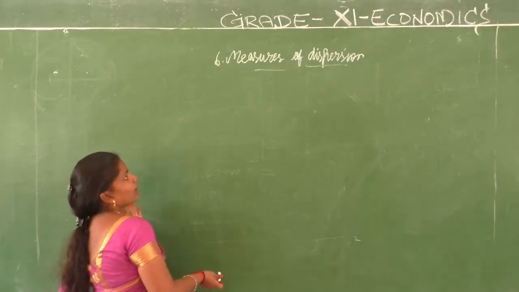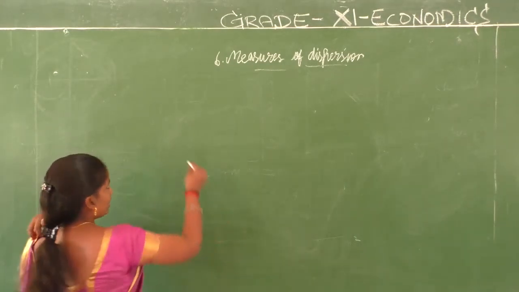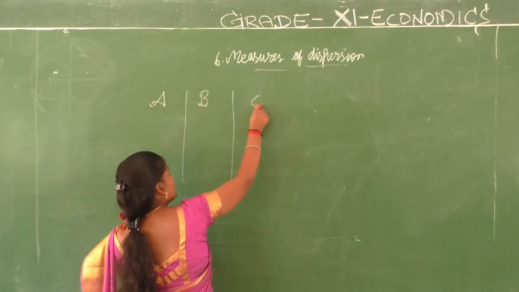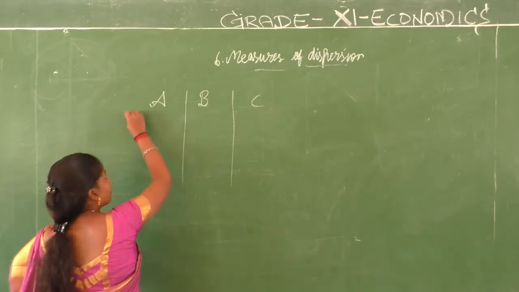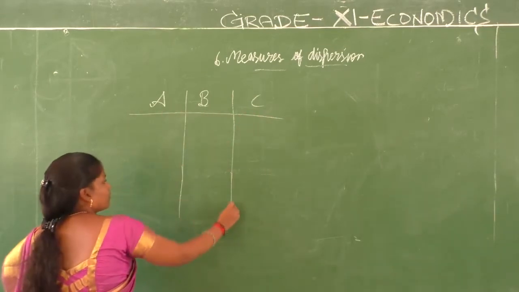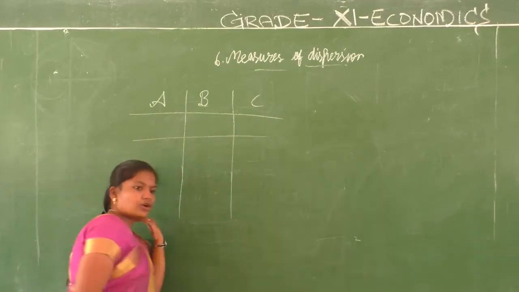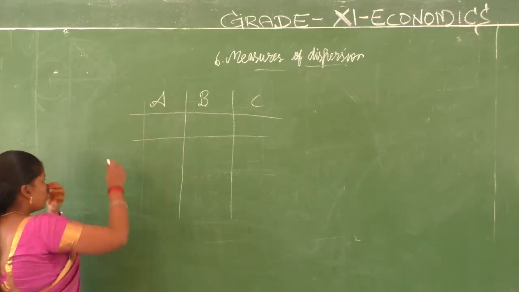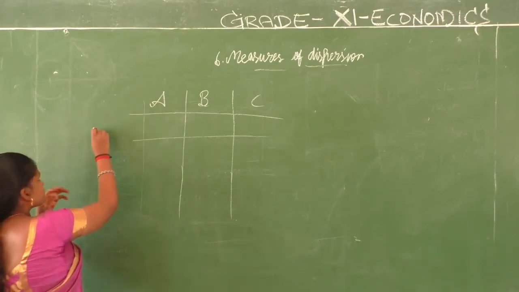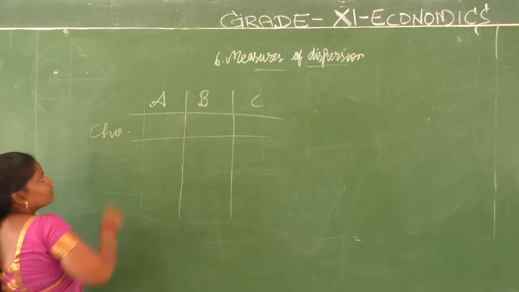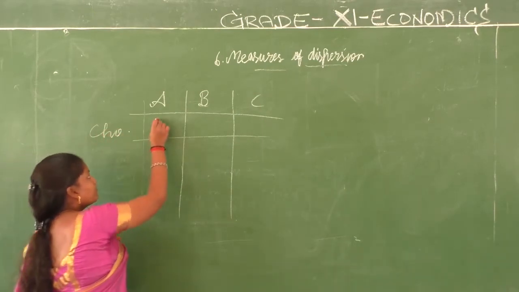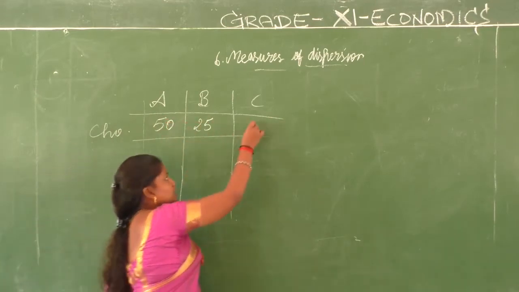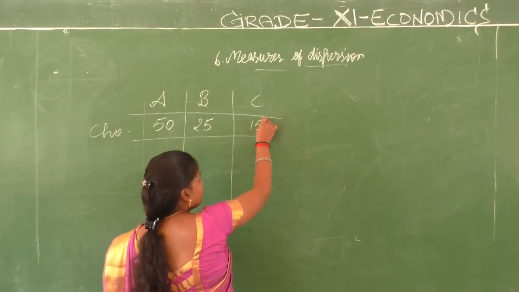different. Now you have 3 of your friends. So you are planning, you, A, B, C. 3 of you are there. And your expenditures for something is what we are going to talk about. So first thing, you are spending for some chocolates. This person has spent 50 rupees for chocolate. This person has spent 25 rupees for chocolate. This person has spent 15 rupees for chocolate.